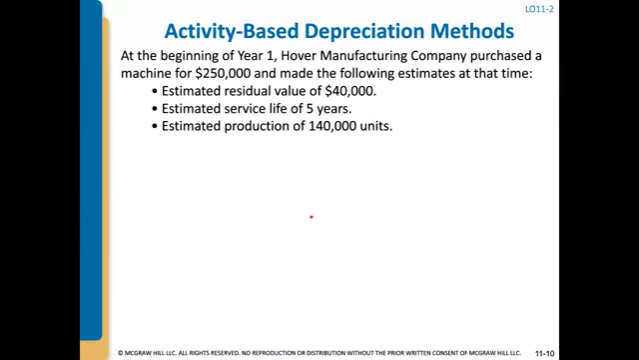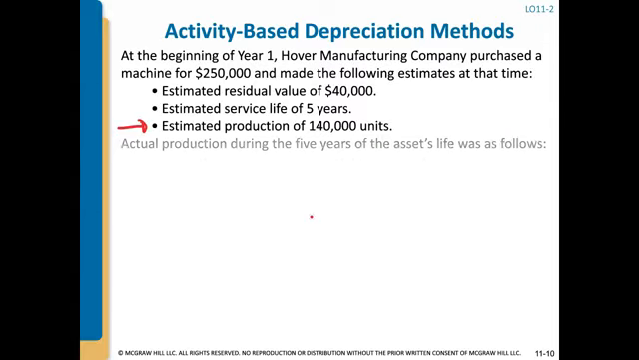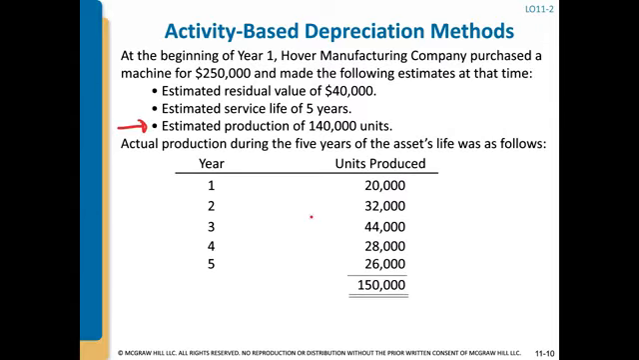So same example, except now we're going to use this piece of information where the estimated production is 140,000 units. And the problem tells us in each year how many units are produced. Like when we first acquired this asset, we estimated that it can only make 140,000 units. At the end of its life, it made 150,000. So let's see how that plays out.